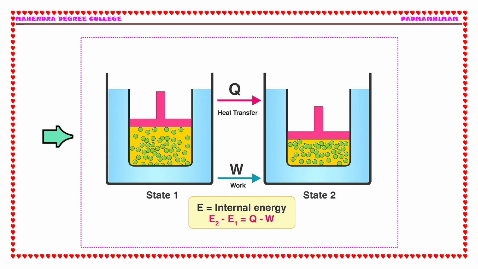State 2 represents the final state of the system with a new internal energy E2 after heat transfer and work interaction. The relationship is expressed by the equation E2 minus E1 equals Q minus W, where E represents the internal energy.